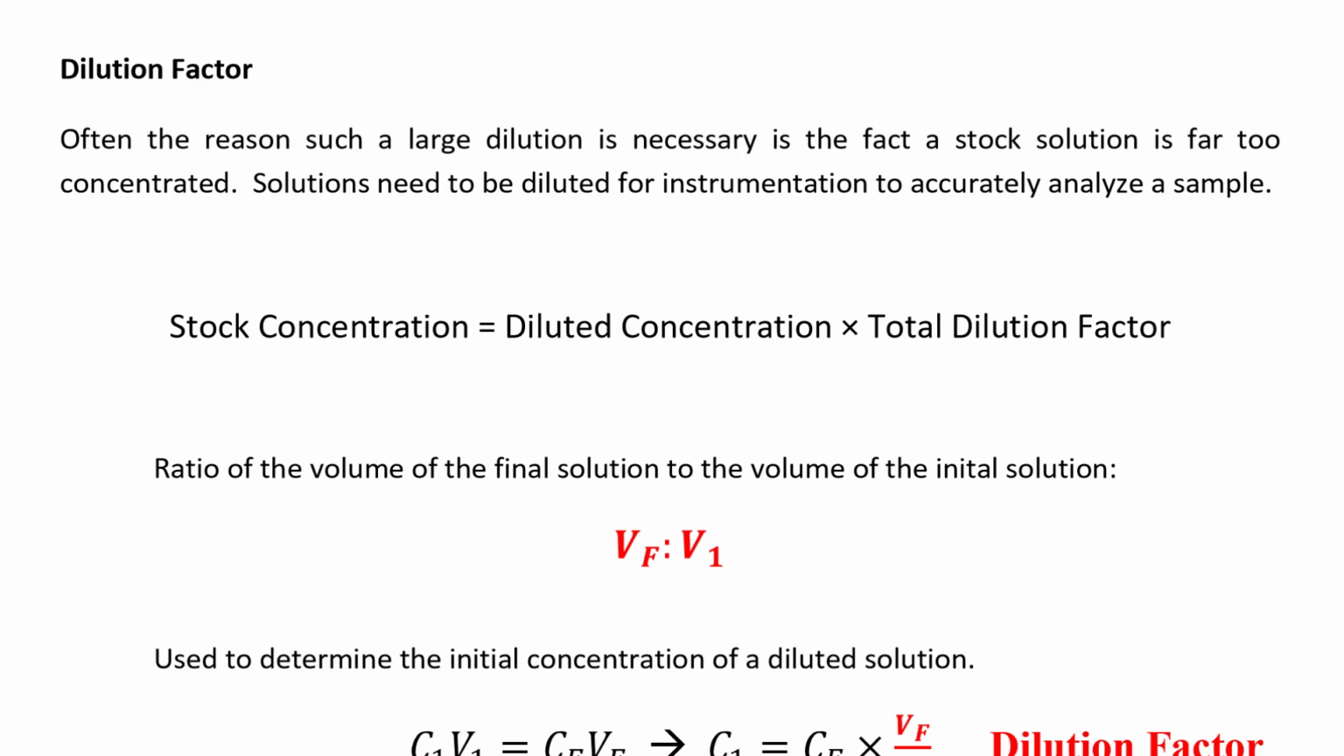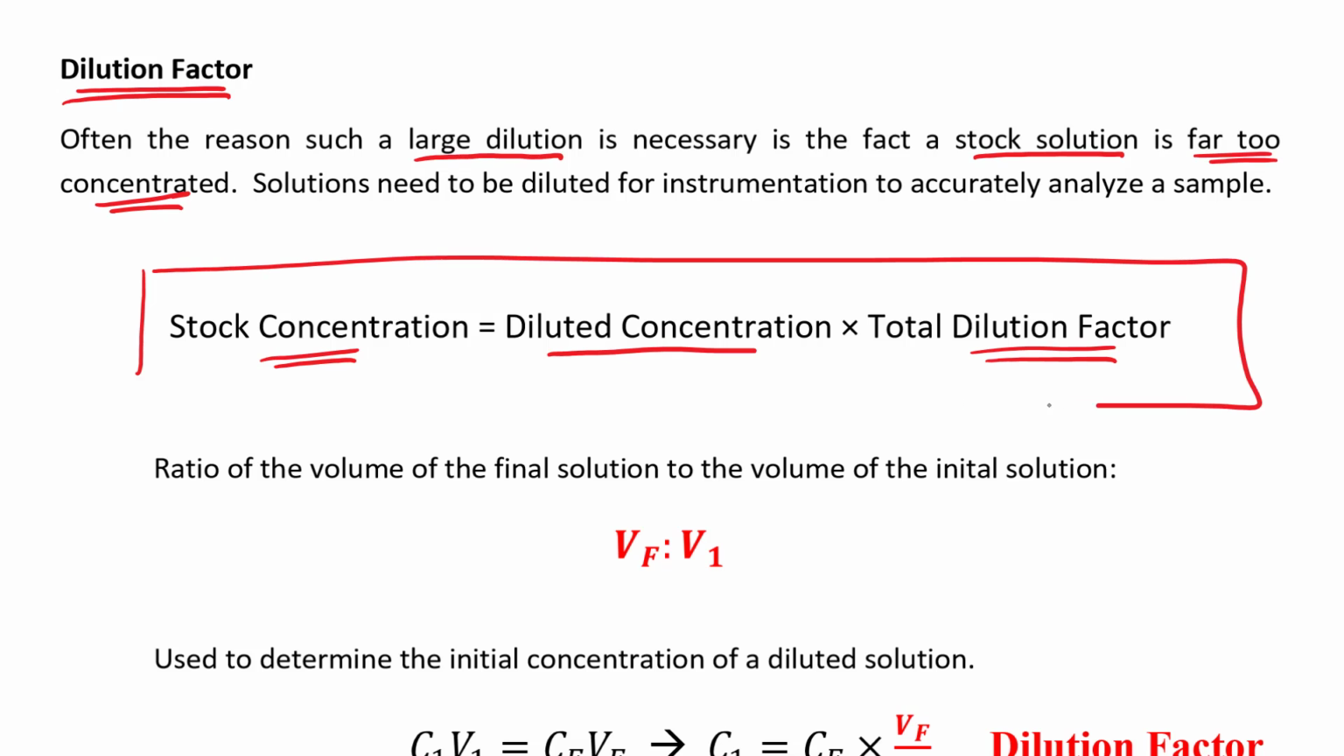Now we've talked about a dilution ratio. Let's talk about a dilution factor now. I spoke about this earlier. Oftentimes you need to do a large dilution because your stock solution is far too concentrated. We have many instruments in the lab that can quickly and accurately count cells. However, that solution has to be diluted. What we would do, we would dilute the cells down to get a diluted concentration. We would then multiply by my dilution factor, and this would tell me what my stock solution was.